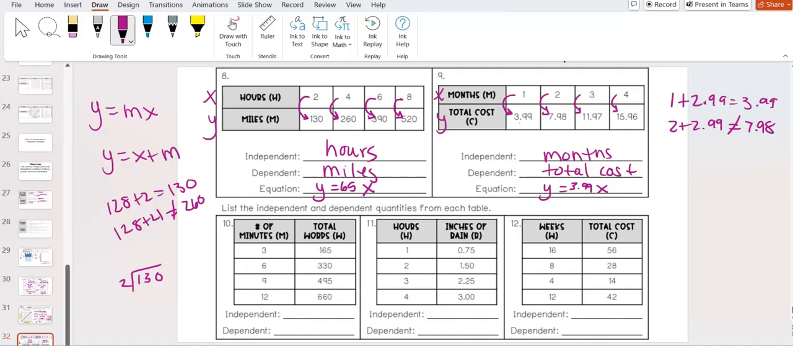All right, I would pause the video and see if you can answer the last 3 questions here. They're super simple. In a vertical graph, can you identify the dependent and independent variables? So hopefully you checked it out there and you would have gotten number of minutes and then total words, hours, and then inches of rain, weeks, and then total cost.